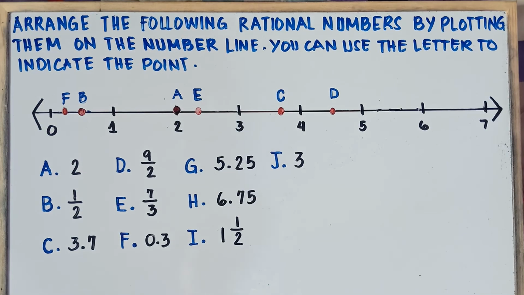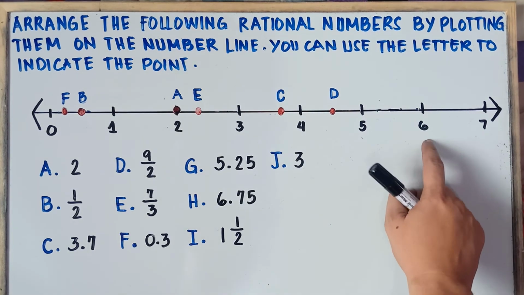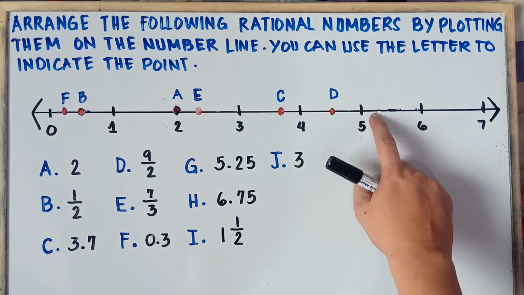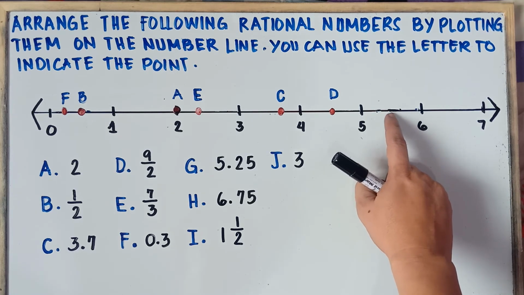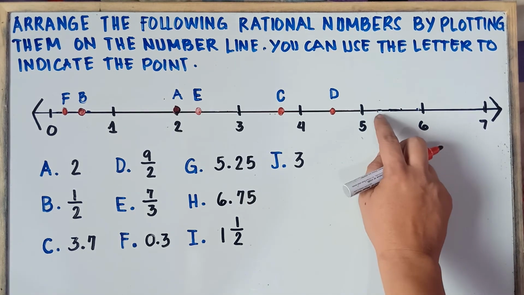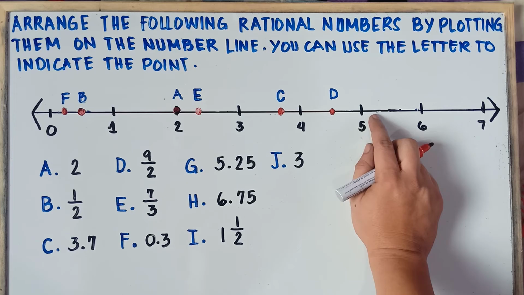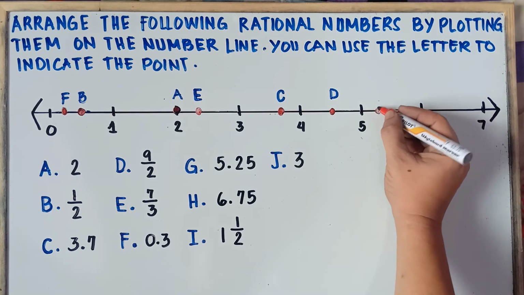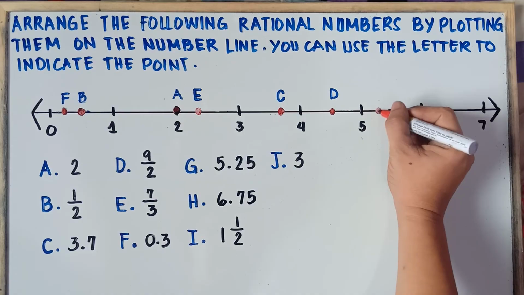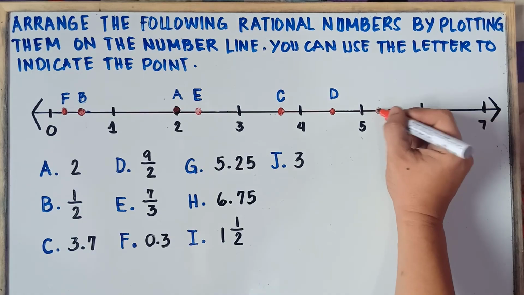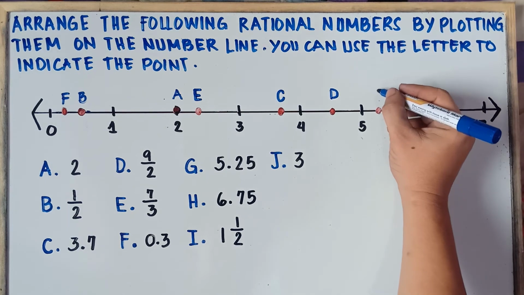Alright, so let's try letter G. So our given is 5.25. Now we know that in between 5 and 6, there would be 5.50. So once again, you start at 5. Next will be 5.1, 5.2, 5.3, 5.4, 5.5. So therefore, 5.25 will be here. In between 5 and 5.5. So in between here, this will be 5.25. Alright, and this will be letter G.